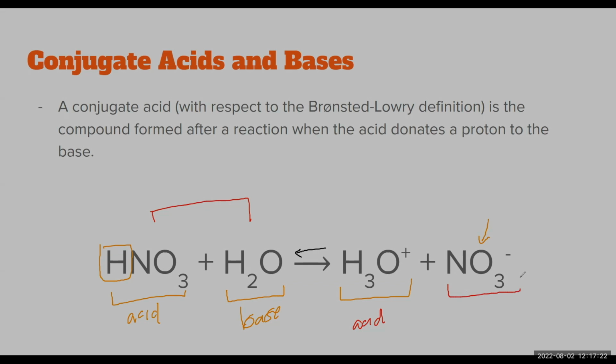And in the product here, we can see this is going to function as the base, because this is going to be the one that accepted the proton. But instead of just saying acid and base, we want to be more precise. What we would say is that with respect to the definition of conjugate acids and bases, the compound that is formed after the reaction is going to be the conjugate acid and the conjugate base. So we can indicate it by saying H3O+ is going to be our conjugate acid that is formed, and NO3- is going to be our conjugate base that is formed.